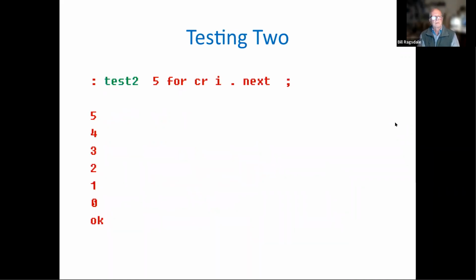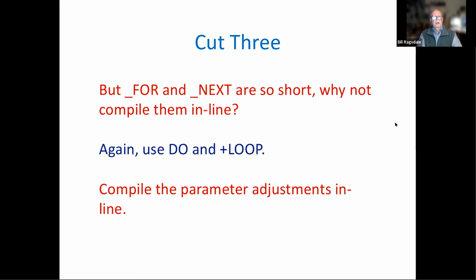Pretty simple. To test it, then I set up a loop for 5 steps. The FOR NEXT brackets the CR 1 -1 dot to do a new line, get the loop index, and print it. Sure enough, on execution, it goes 543210. That's a success.